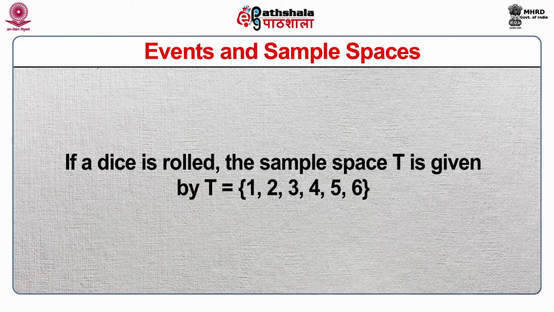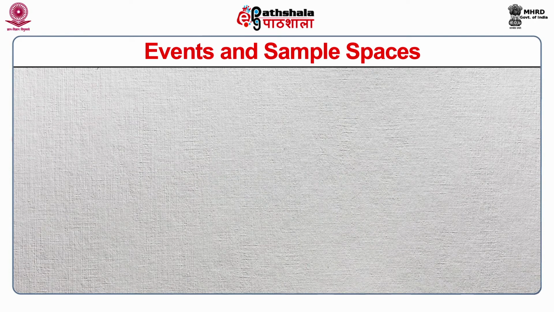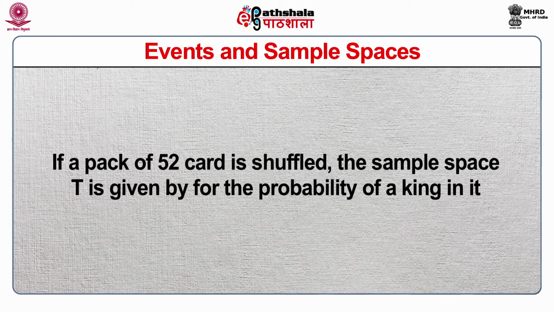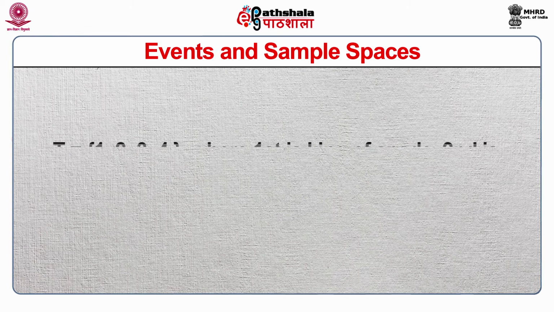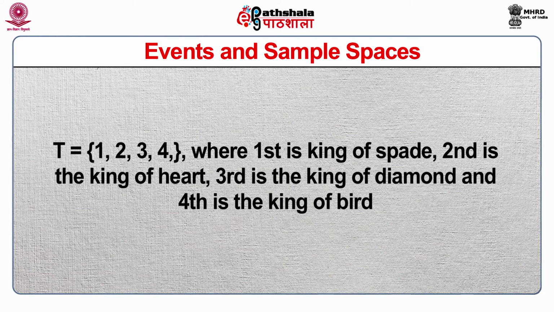The first example: if a die is rolled, the sample space T is given by the set 1, 2, 3, 4, 5 and 6. Another example: if a pack of 52 cards is shuffled, the sample space T, for the probability of a king in it, will be T equal to 1, 2, 3, 4, as there are 4 kings, where the first is the king of spade, the second is the king of heart, the third is the king of diamond and the fourth is the king of club.